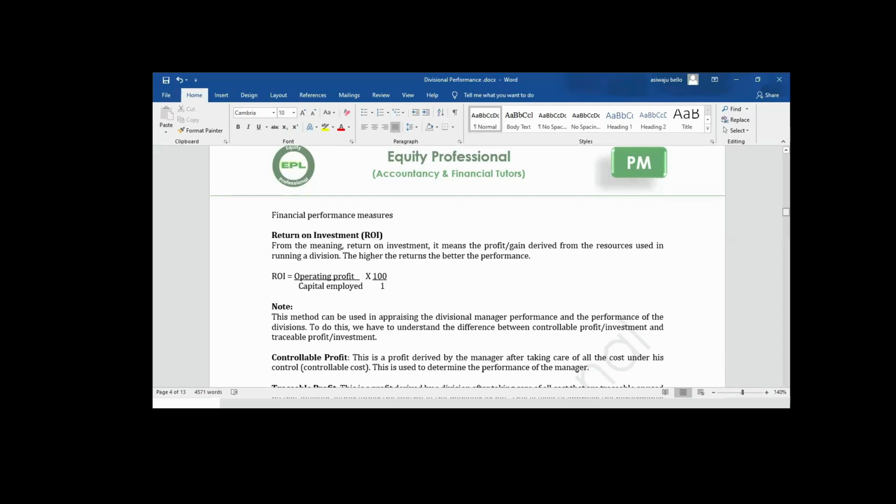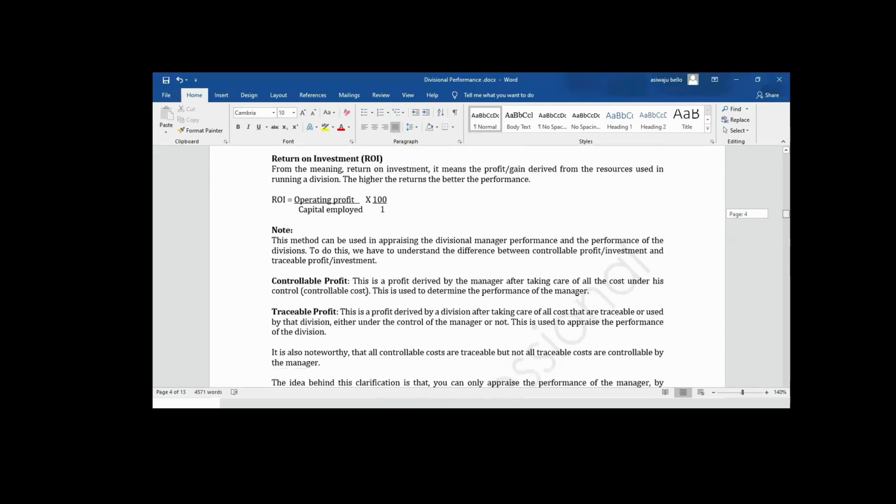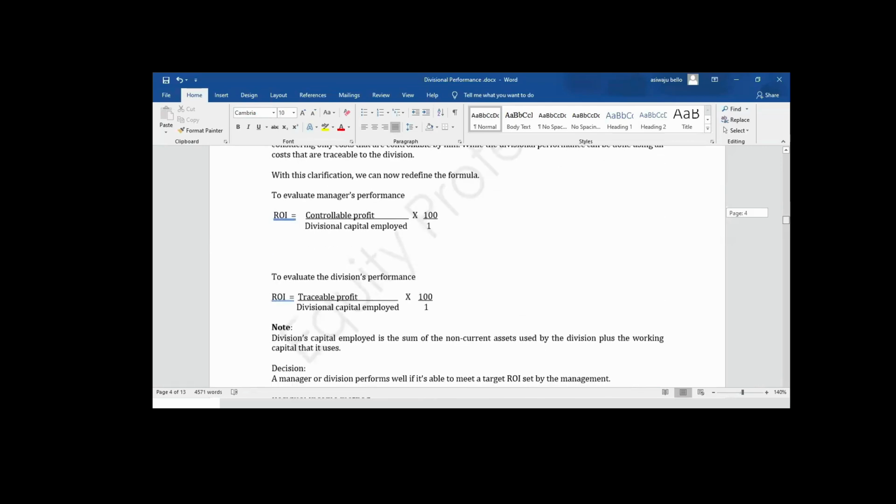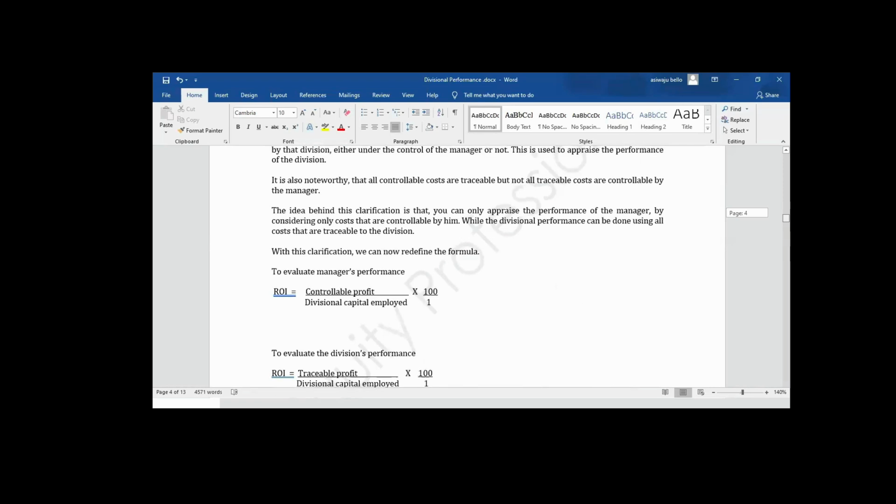At times, please listen to these two points. At times, you might be asked to evaluate the performance of a divisional manager using return on investment.